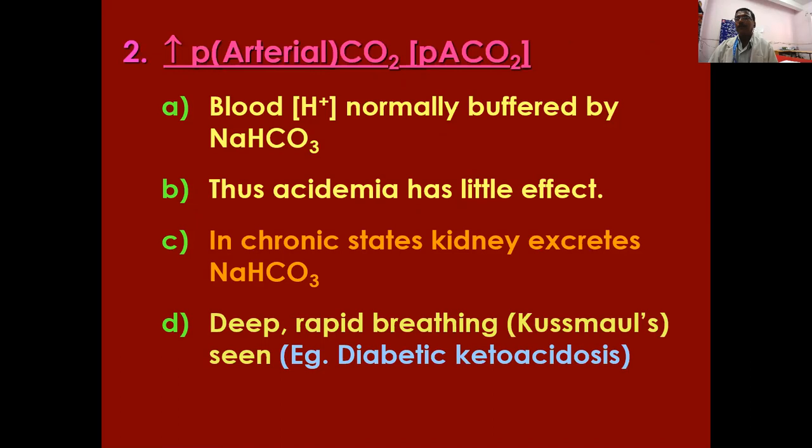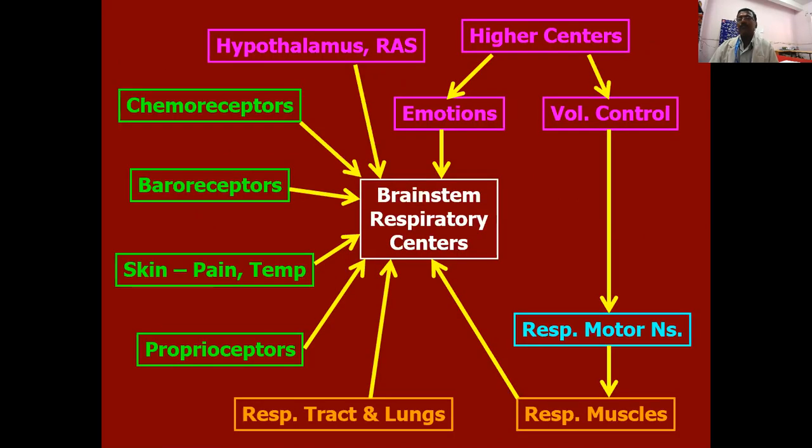And increase partial pressure of carbon dioxide as follows: blood hydrogen is normally buffered by the sodium bicarbonate, thus acidemia has little effect. In chronic states, the kidney excretes the sodium bicarbonate. Deep and rapid breathing, Kussmaul's breathing, is seen in diabetic ketoacidosis. This is a flow chart which shows the regulation of the breathing pattern in our body, which is totally controlled by the brain respiratory center.